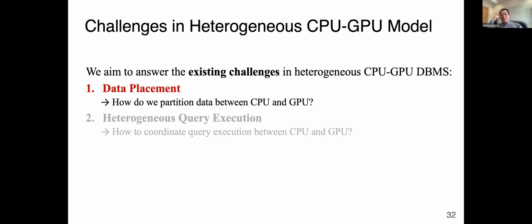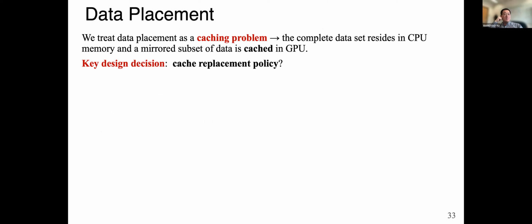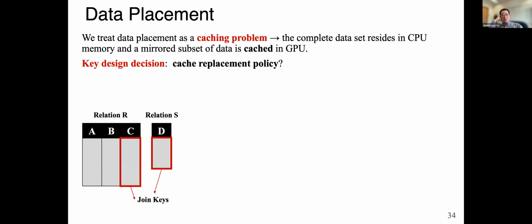So first, how do you do data placement? Like some prior work, we model the problem as a caching problem. So we will assume the complete data set will always reside in CPU memory, but a subset of data can be cached in GPU. Even if a subset is cached in GPU, that subset will still be stored in CPU. So CPU will keep track of all the data. GPU is just a subset. So how do you do cache replacement? If you model this as a cache problem, then you can do cache replacement.